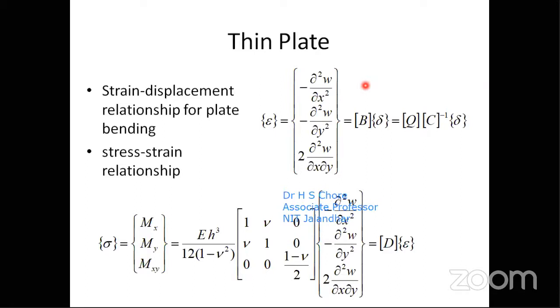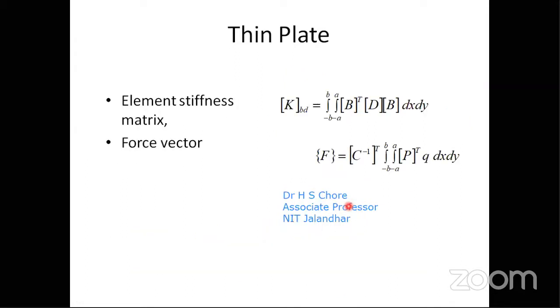Then the stress-strain relationship is the relation between the moments and the curvature. Okay, so the moments are mx, my, and mxy, and they are given by this D matrix into curvature, where mu is Poisson's ratio and E is the modulus of elasticity for the plate. Then the element stiffness matrix will be given by again the same formula, integral B transpose D B dx dy from minus a to plus a, minus b to plus b. If we want, we can convert them to minus 1 to plus 1 by substitution in actual coordinates.